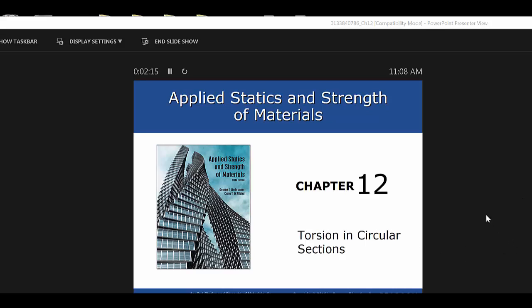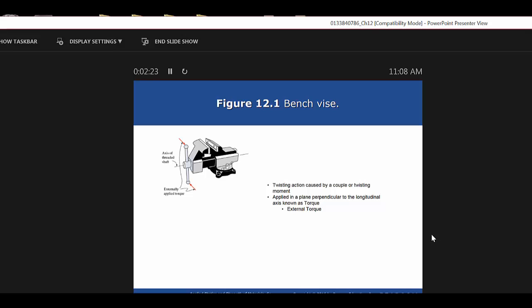Chapter 12, torsion in circular sections. Let's just get started. So it's a twisting action that's caused by a couple or a twisting moment, and it's applied in a plane perpendicular to the longitudinal axis, and that's something that's called torque. Okay, so torque is being applied to this.